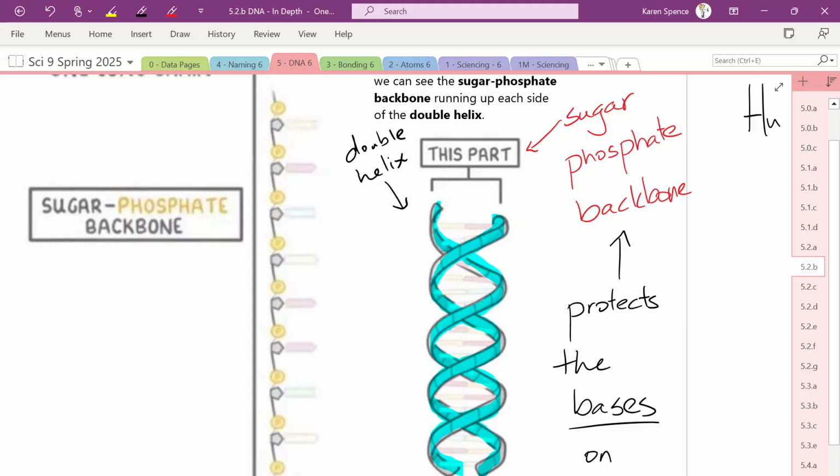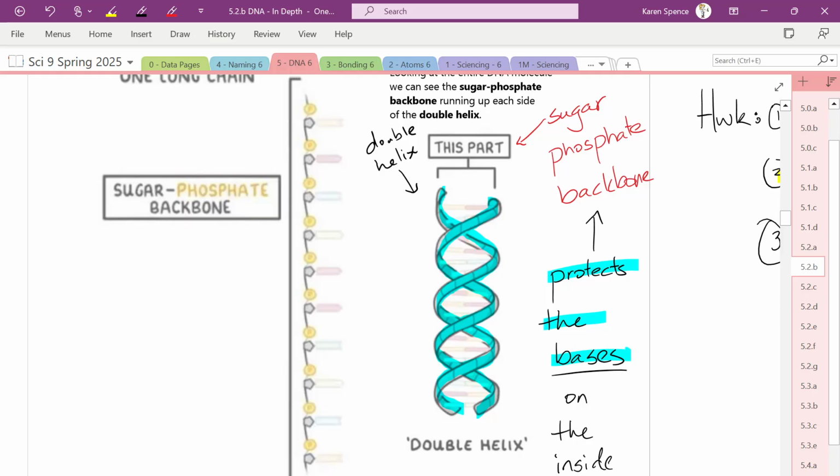And the nice thing about that sugar-phosphate bond is that the bonds are really strong, and so it protects the bases. And why are the bases important? Absolutely, they store the information. So they store the information, so we got to protect it. So that sugar-phosphate backbone protects the bases that are on the inside.